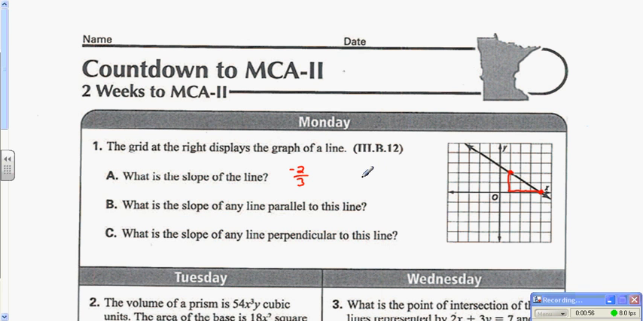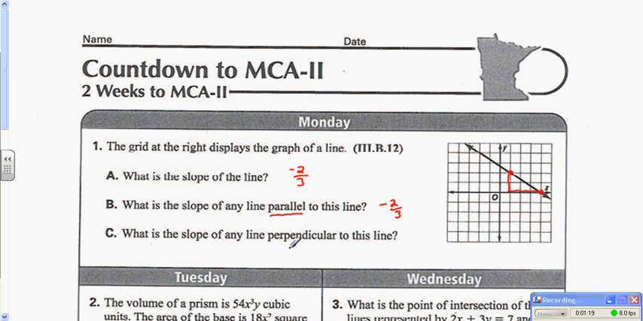What is the slope of any line parallel to this line? Parallel means it is the same slope, so that when you graph them, they would not touch. And the only way for two lines to not touch is if their slopes are the same. So what is the slope of any line parallel to that line? Would be the same slope.